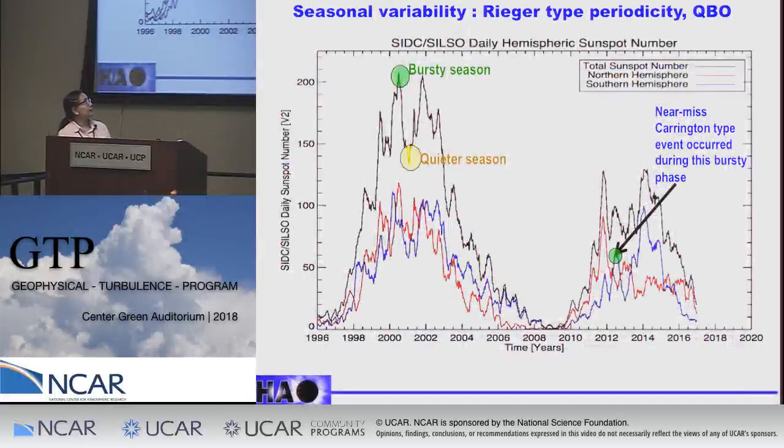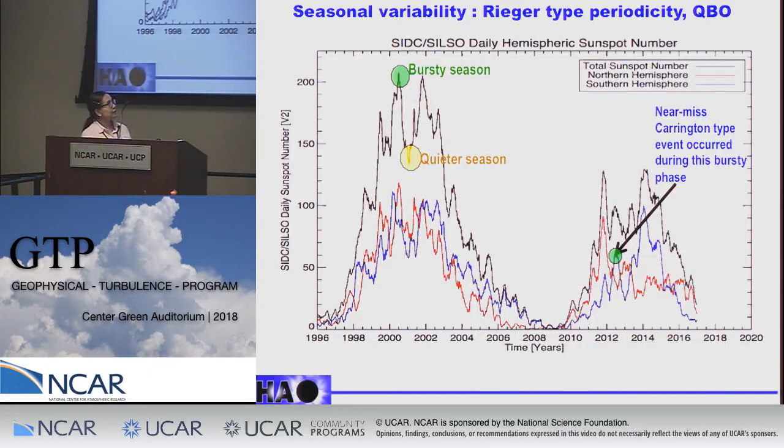For example, you know that cycle 24, which is the weakest in 100 years, in one of the burst phases, a Carrington-type event occurred in July 2012. So irrespective of the overall amplitude, in a burst phase, things can happen which can be hazardous for the terrestrial system. These are not random, and this has a periodicity of 6 to 18 months. It's like quasi-periodic seasons. Why I call them seasons, I'll come to later, because it was not named by me. It was named by the discoverers of this topic.